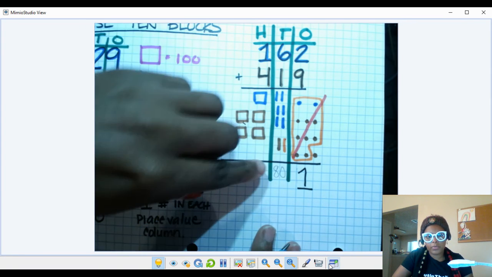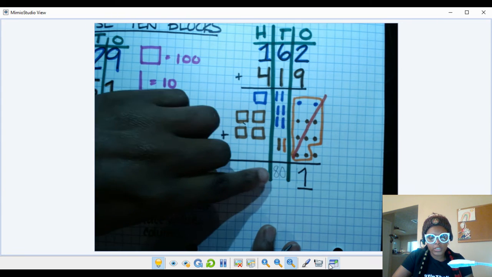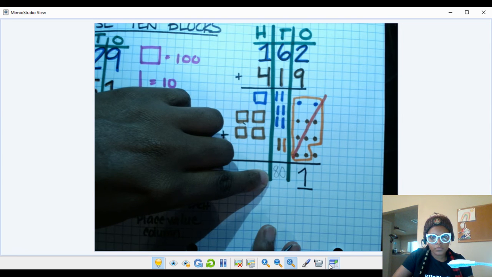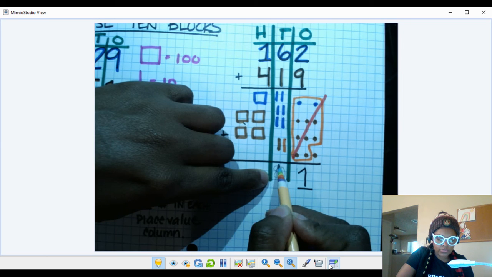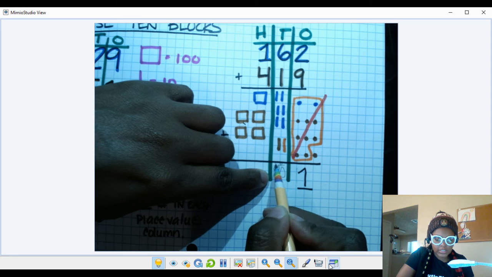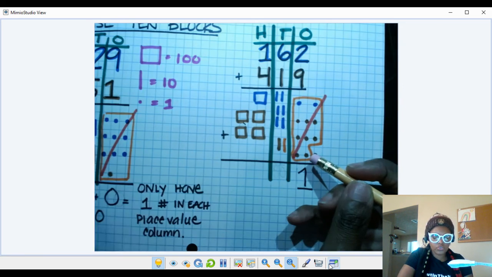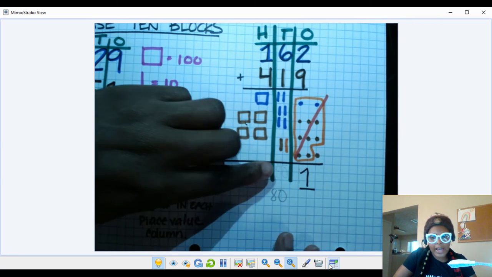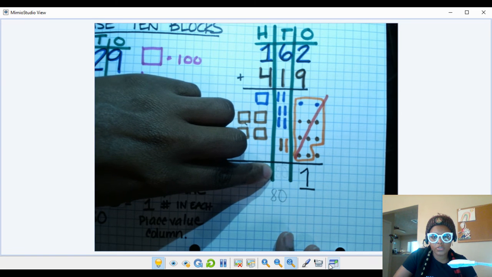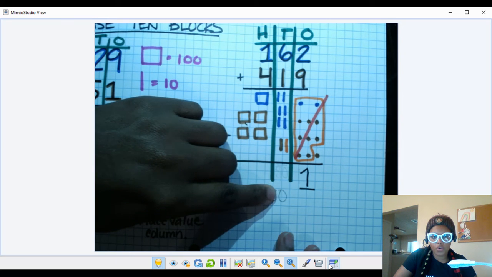Well, wait a minute, Miss McBride. We said we could only have one number in each place value. Well, if we look at the number 80, it's 2 digits. If we wanted to put 80 in a place value chart, this 0 would be a 1s, and this would be a 10. So let me make that a little bit bigger so that you guys understand, because I know this is where it gets tricky. This number is 80. We cannot have 2 digits in this column. So one of these has to go. We don't have enough to exchange it for 100.